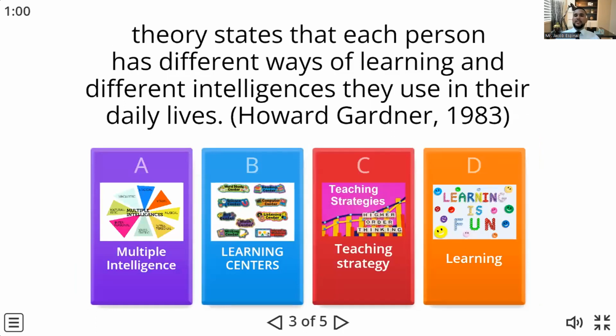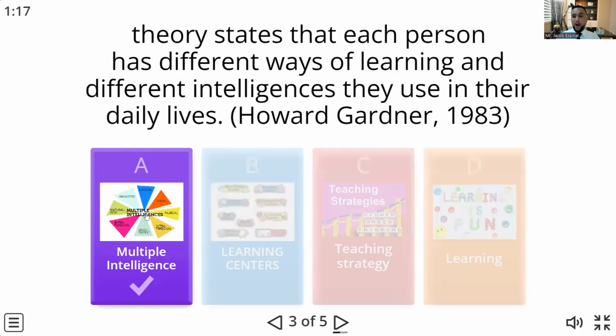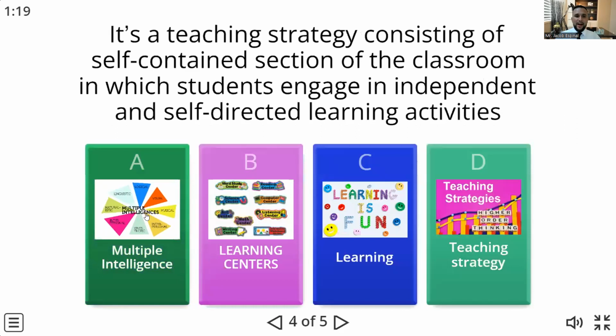What is the theory that states that each person has different ways of learning and different intelligence they use in their daily lives? That's not hard. Yes, it is multiple intelligence by Howard Gardner. Now, next question. It's a teaching strategy consisting of self-contained section of the classroom in which students engage in independent and self-directed learning activities. What is it? You're right. It's learning centers.